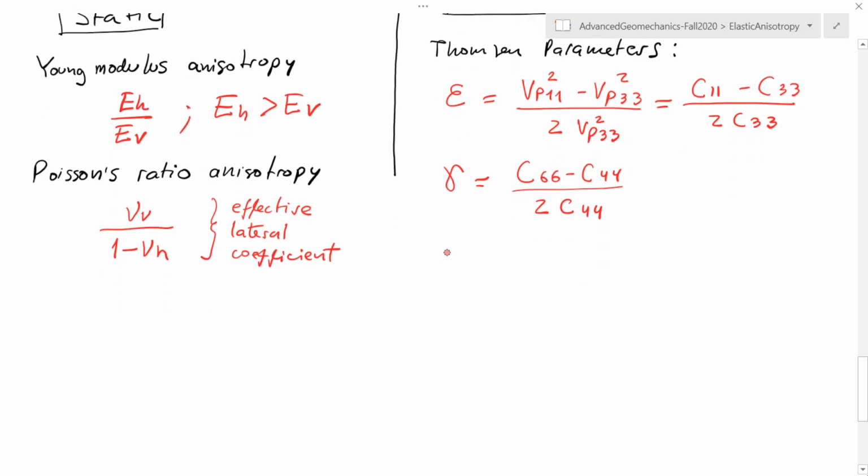And there is one last Thomson parameter, delta. I told my brain to write a delta, but it wrote a gamma. This one is defined now with inclusion of C13 and other parameters that we have seen before. Okay, so this equation is a little bit longer.